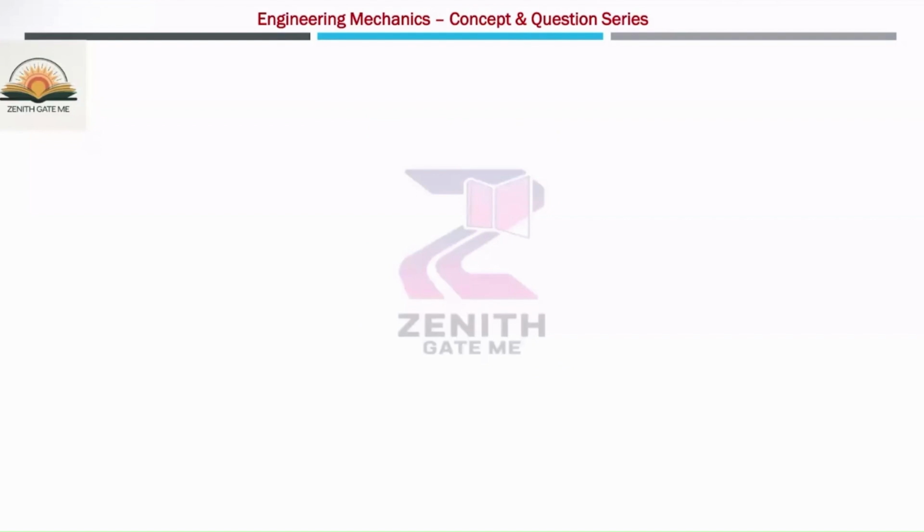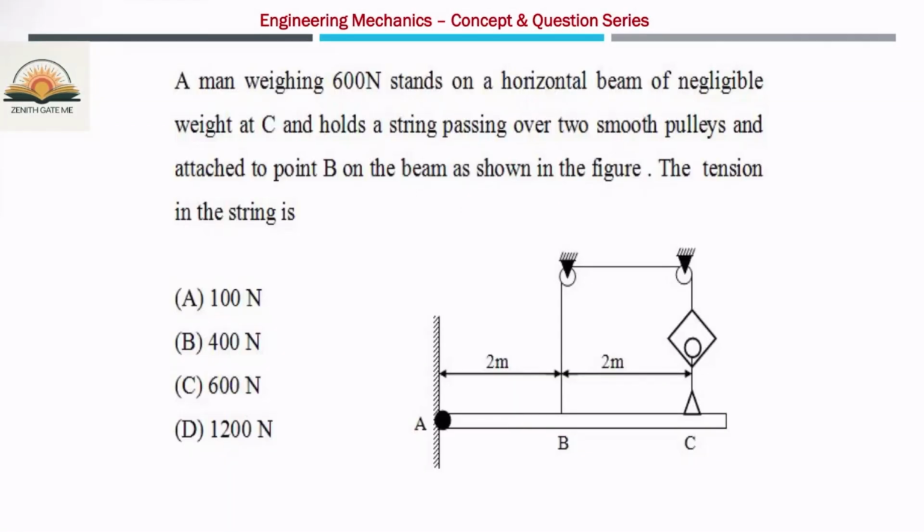Continuing with the concept and question series, I am going to discuss some important problems. But for solving these problems, you have to know three things. The first is how to draw the free body diagram, the second is how to calculate the reactions at the supports, and the third is how to use Lami's theorem. I have discussed all these things in my previous session. So those who have not watched these lectures, please go through them before coming to this particular session. So what is the question?